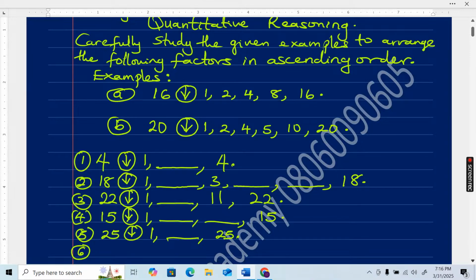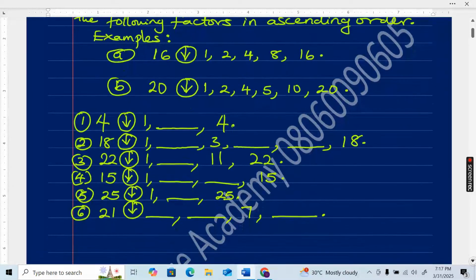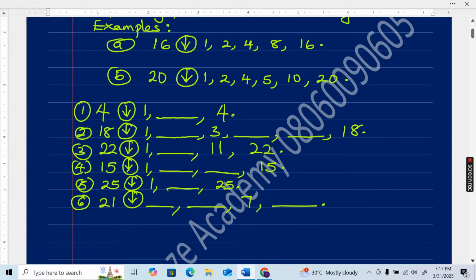Now moving on to number 6, 21 has been given, and there is a circle and the arrow. Now I have the blank space as the first thing that is there, followed by another blank space, then comes 7 and a blank space. I believe I have smart pupils right here who can easily tell me the answer to these questions, right?